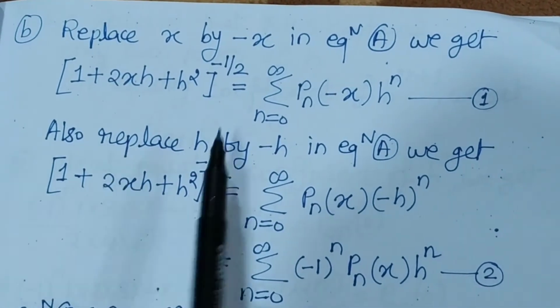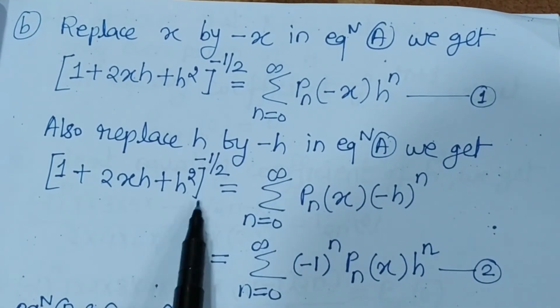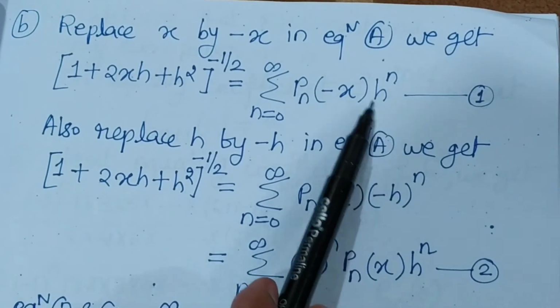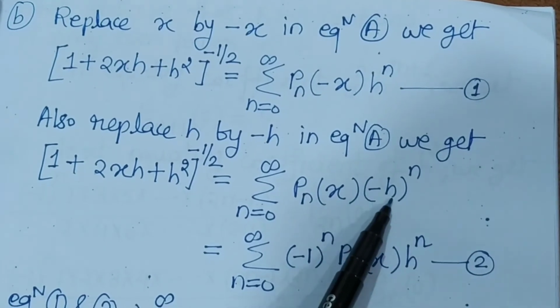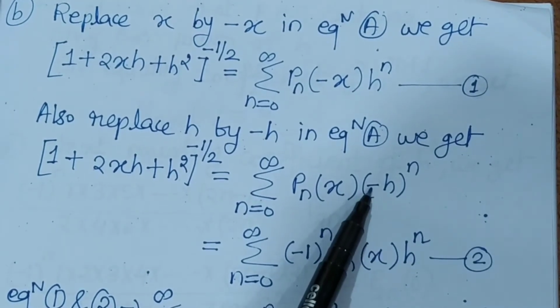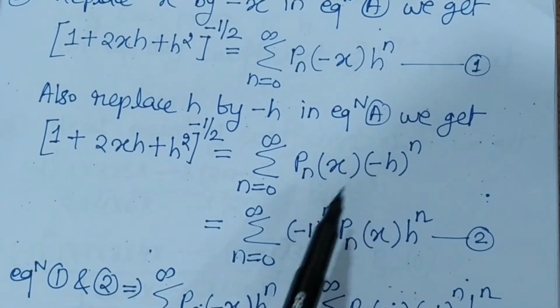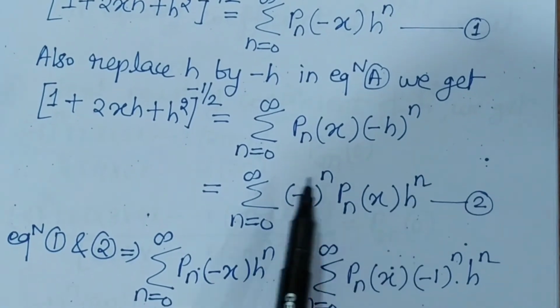Also in the same equation a, replace h by minus h. So we have again the same expression on the left hand side, whereas h will get replaced by minus h. Apply law of indices over here. So we write this as minus 1 into h. So according to law of indices, minus 1 raised to n and then h raised to n.